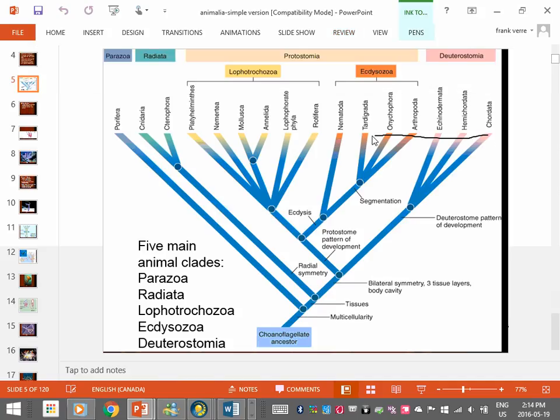One of the things you have to do in your test is know how to read a cladogram. In this case, if I said, by the way, where would we be in this cladogram? We would be right here. We are chordates. So we'll talk about what a chordate is. But if I said to you, okay, what is more like a chordate? Is it an arthropod?